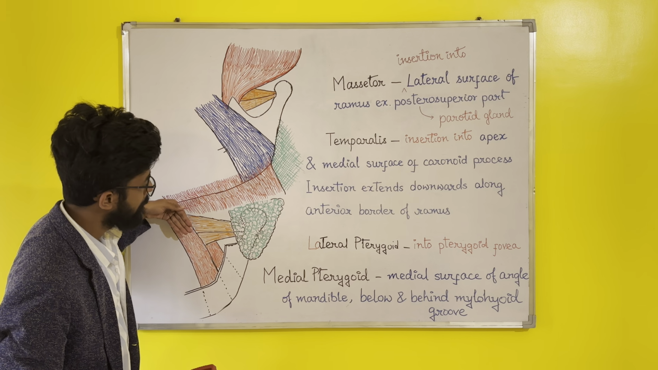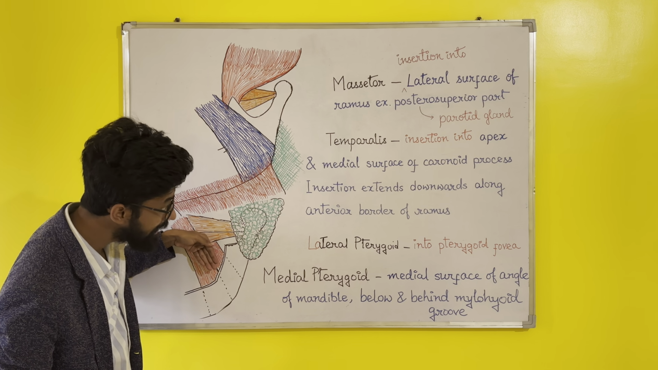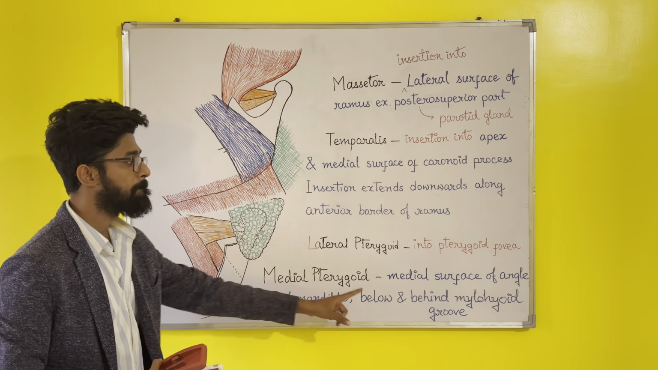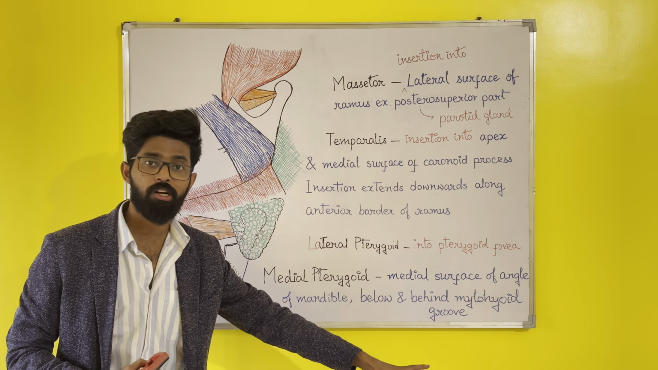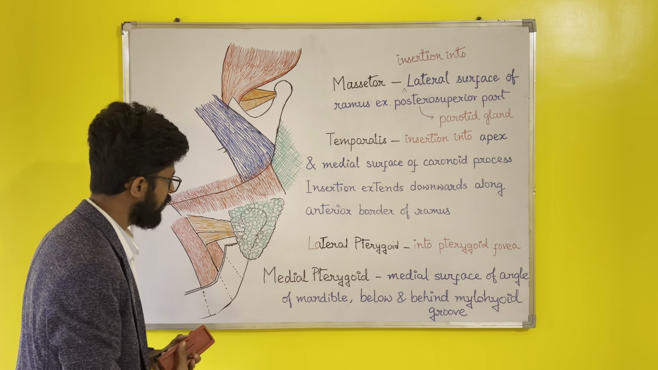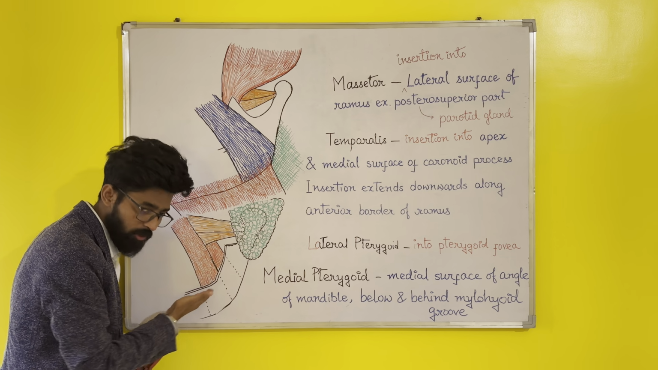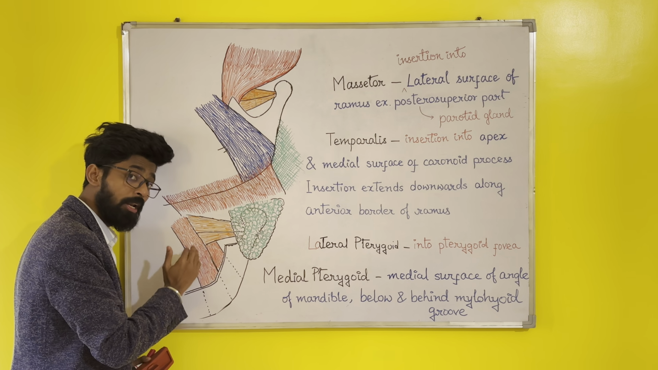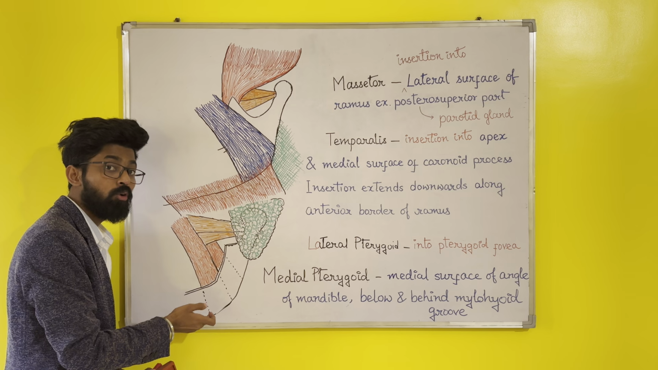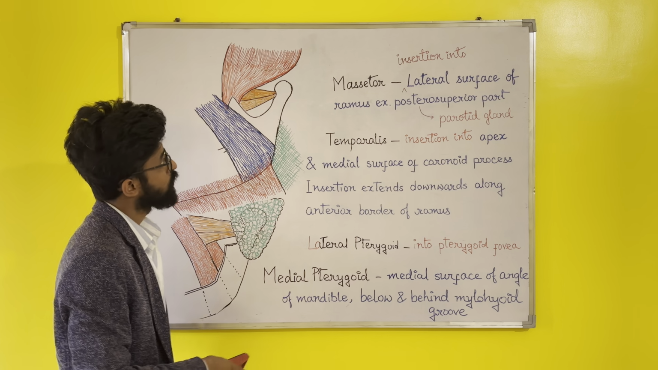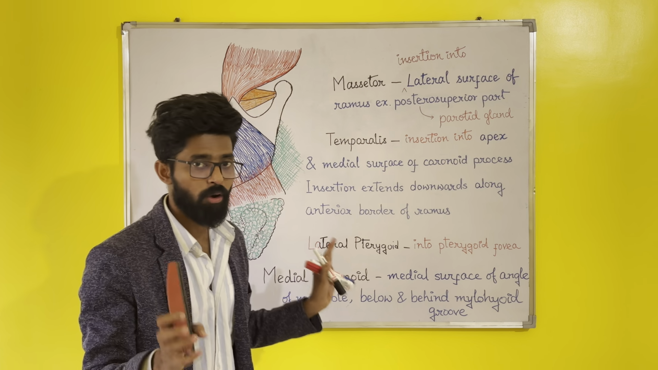Okay, so medial pterygoid is inserted into the medial surface of angle of mandible below and behind the mylohyoid groove. If we remember from the last video, the mylohyoid groove was somewhere here. Okay, mylohyoid groove. So it is below and behind the mylohyoid groove where it is inserted. Okay, so these four muscles, I hope it's clear.